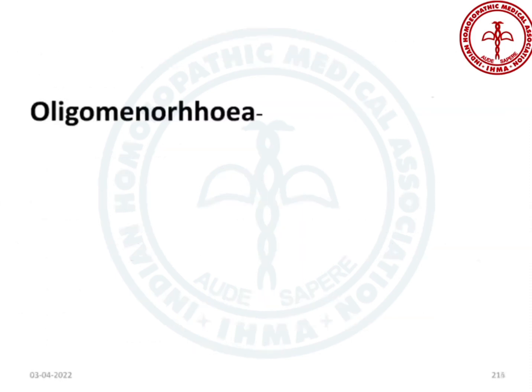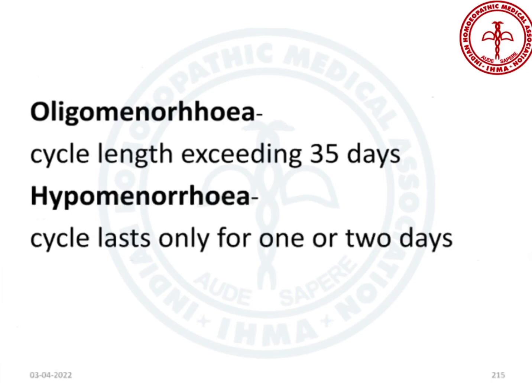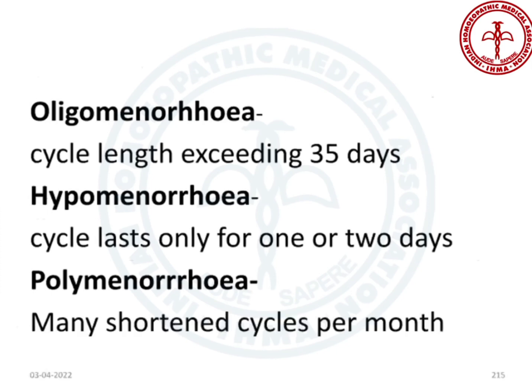Now, other important terms. First is oligomenorrhea. Oligomenorrhea means a cycle length exceeding 35 days. That is oligomenorrhea. Hypomenorrhea means the flow lasts only for 1 or 2 days, like that of the medicine Euphrasia, the flow only for 1 or 2 days. We have studied it in the keynote. In polymenorrhea, many shortened cycles will be there per month.